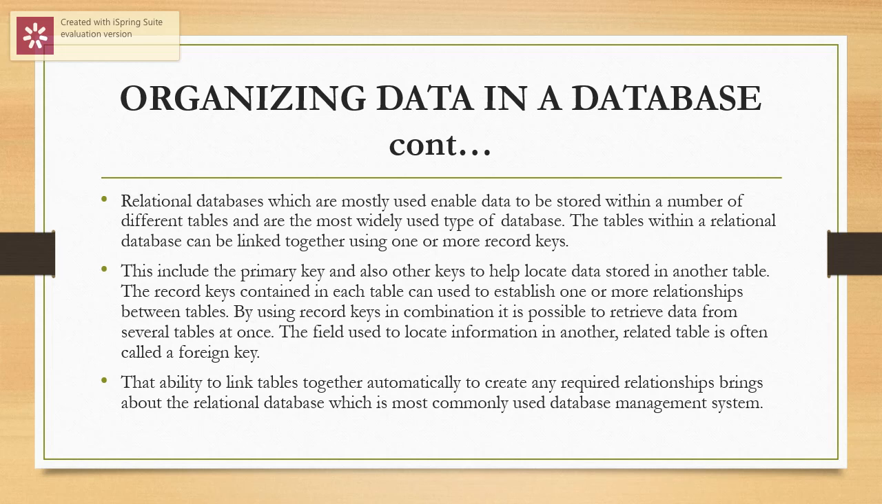Relational databases, which are mostly used, enable data to be stored within a number of different tables and are the most widely used type of database. The tables within a relational database can be linked together using one or more record keys. These include the primary key and also other keys to help locate data stored in another table. The record keys contained in each table can be used to establish one or more relationships between tables. By using record keys in combination, it is possible to retrieve data from several tables at once. The field used to locate information in another related table is often called a foreign key.